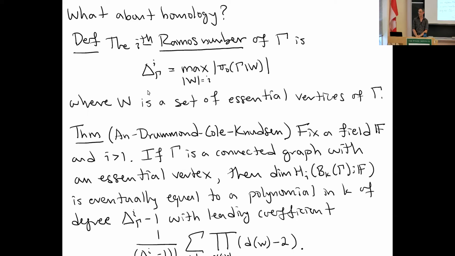Okay, so again, just big picture. For any field, the ith Betti number as a function of the number of particles is eventually equal to a polynomial, and the degree and leading coefficient are expressible in terms of graph invariants. Okay, so let's just very quickly look at an example. So here are all the possible degrees. We're going to look at K4, the complete graph on 4 vertices. I can look in degree 0, 1, 2, 3, 4, or greater than or equal to 5.